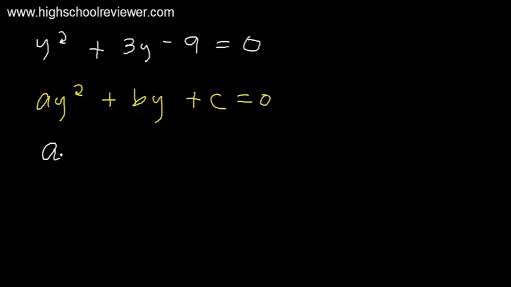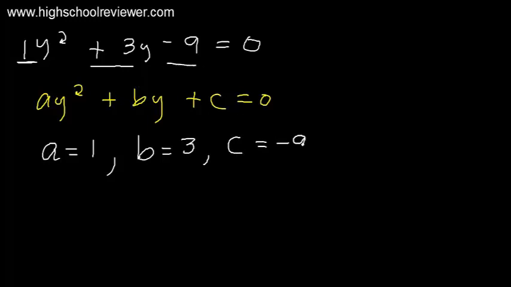For our a, this is the numerical coefficient of our first term, and since there is no numerical coefficient here, it is understood as 1. So our a is positive 1. Our b is the numerical coefficient of our second term, and that is positive 3. And our c is our constant. This is negative 9.